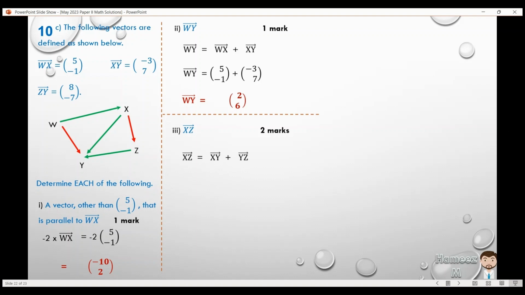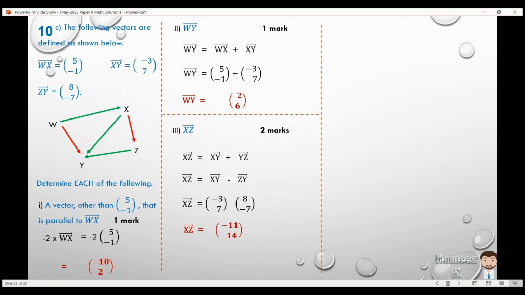Now, we're given XY, but we don't know YZ. We know ZY. What's the difference? It's the same column vector, but we're going in the opposite direction. So in order to correct it, we can say XY minus ZY. The opposite direction means we can multiply by minus 1. So we can now substitute minus 3, 7 minus 8, minus 7. So XZ will be minus 3 minus 8, which is minus 11, and 7 minus minus 7 is 7 plus 7, which is 14.